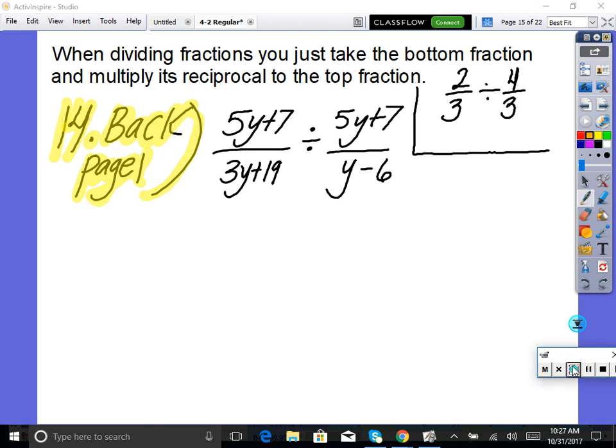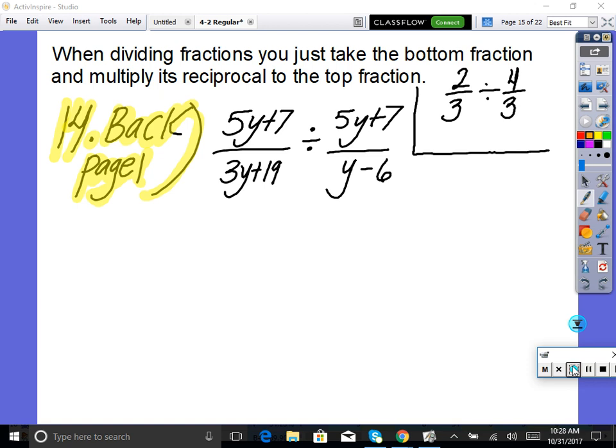Go to 14 on the back of page 1. Listen to the rule. We have one more rule to learn. Dividing, everybody listen to the rule. Dividing fractions is easy as pie. You flip the second fraction and you multiply. So everybody, dividing fractions is easy as pie. You flip the second fraction and multiply.